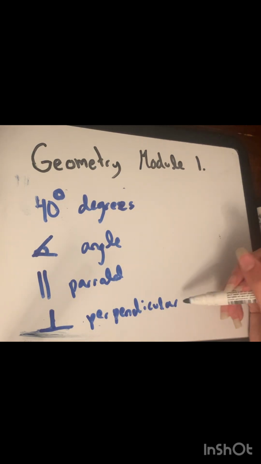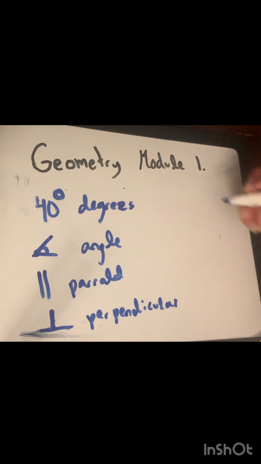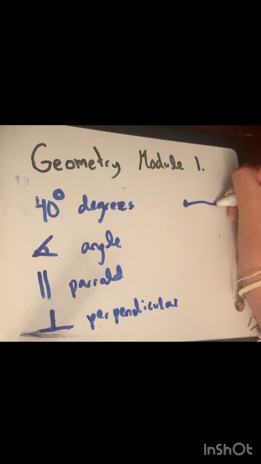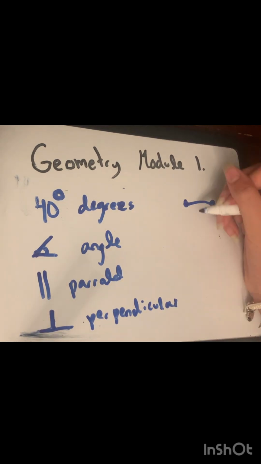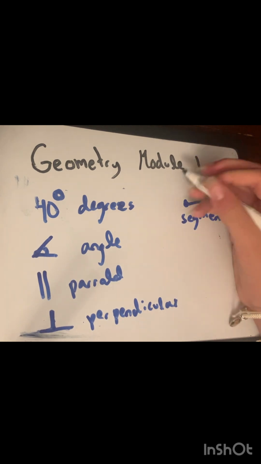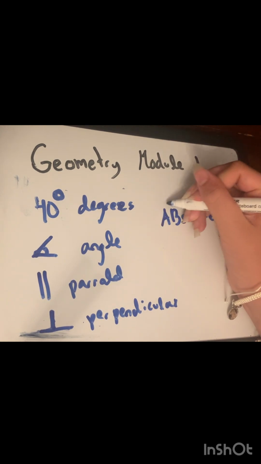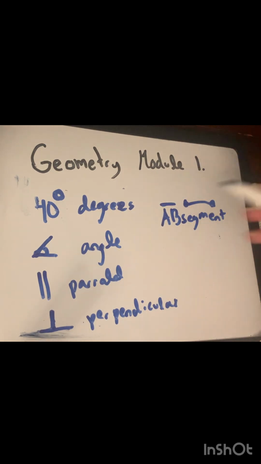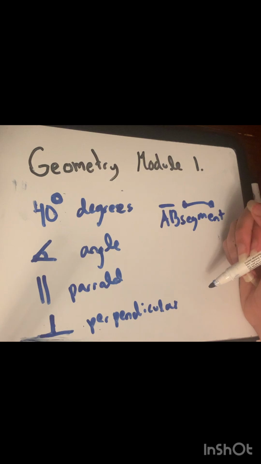Okay, and now we're going to go to segments. Segments are 2 points with a line in the middle. That's a segment. And that's represented like this. They just put a line. They expect you to know that there are 2 points, but don't put the 2 points. But that's how a segment would look.